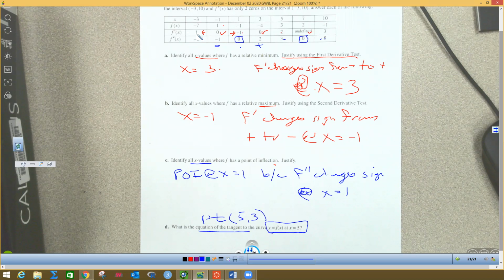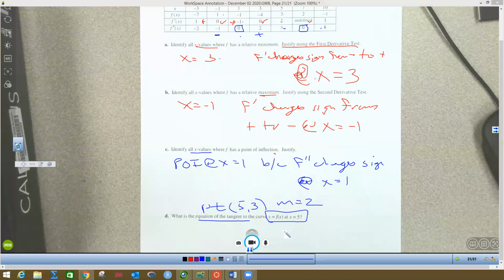The first derivative, which is this line at 5, is 2. So that is my slope from the chart. So what I get to do is plug that into my point slope formula. So I get y minus 3 equals 2 times x minus 5, and there is my tangent line.